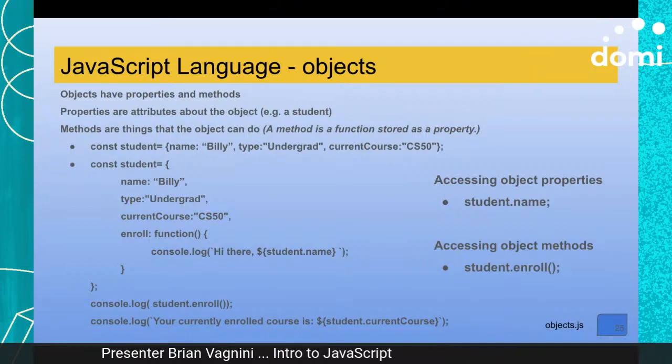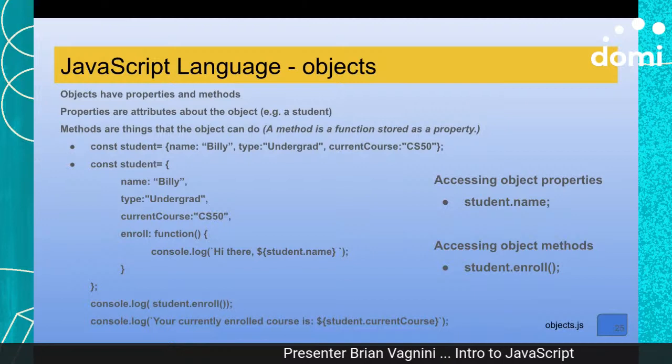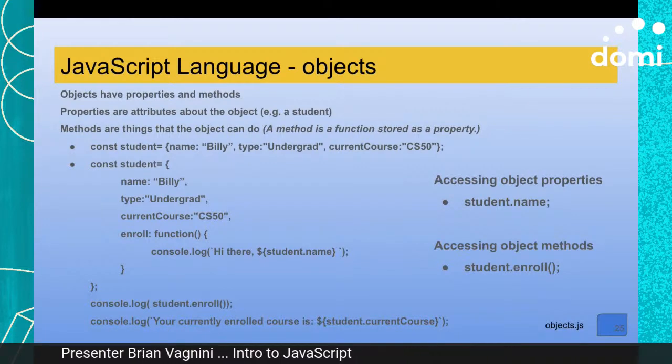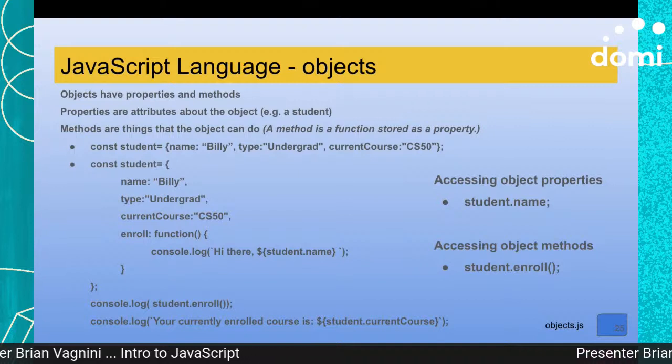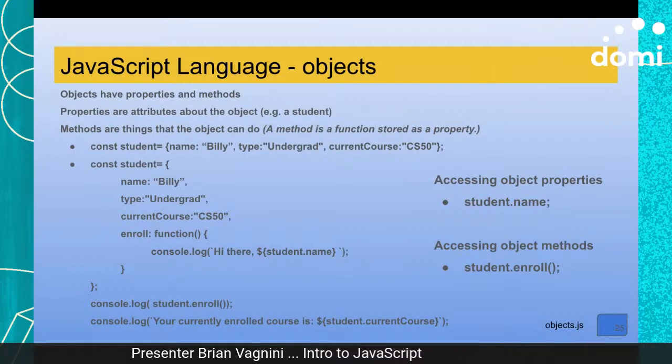When Billy passes CS50, go Billy, and he says, great, I want to enroll in another class. I wonder, this was a lot of fun. I'm going to enroll in CS100. Okay, cool, you can do that. Well, what we're going to do is say student.currentCourse equals CS100, and it'll update that object. So really, really useful.